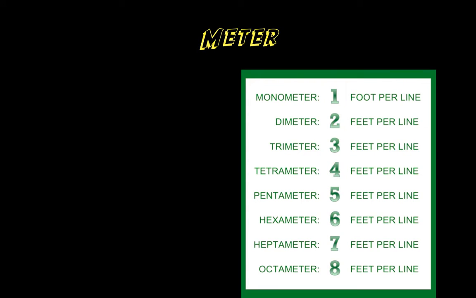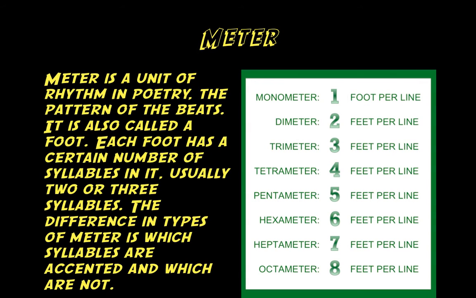All right, so let's go ahead and move on to this thing called meter. Meter is a unit of rhythm in poetry, the pattern of the beats. It is also called a foot, so we'll be using both words here and there in our class. We're going to try to stick to using the word foot because that's what we see referred to most often in analyses of literature. Each foot has a certain number of syllables in it, usually 2 or 3 syllables. The difference in types of meter is which syllables are accented and which are not. So we'll talk about that here in a minute.